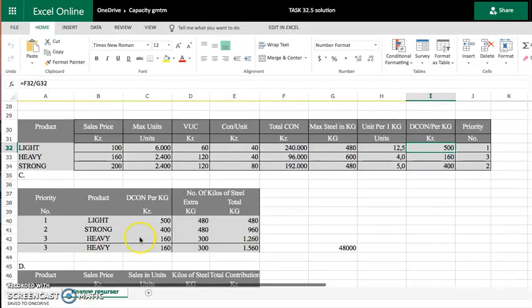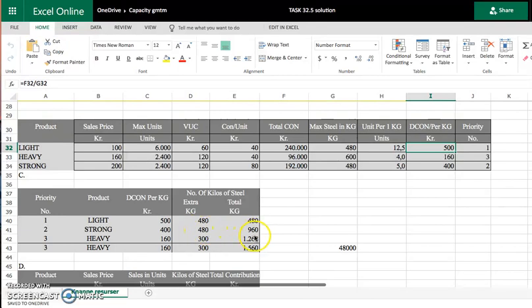Then, as we have done before, we go down and align the products in priority, and then align it with the differential contribution. Then we focus on how many kilos we will need to use in order to produce our first priority. And then we need to look at the match steel in kilo. This is how much we are actually able to use. So the first priority, we need to use it here. Then the second priority, we need to align it here.